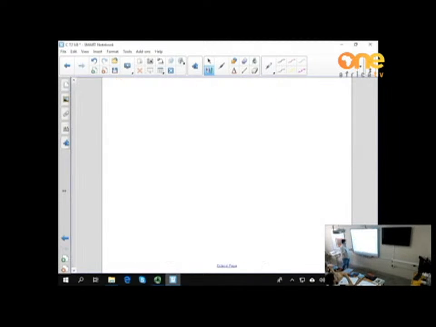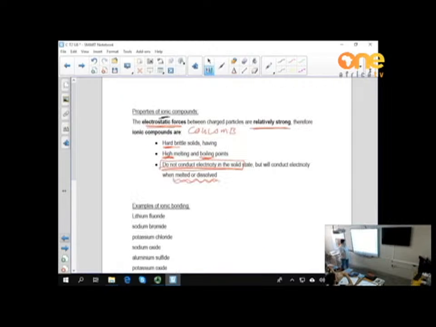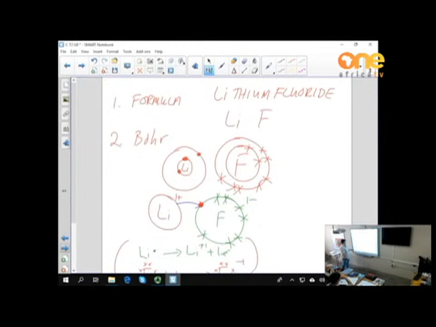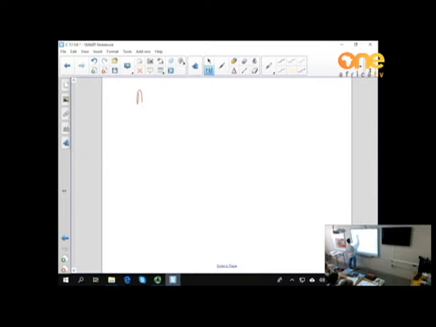Next one. What other examples did I have over here? Sodium bromide, potassium chloride. Let's do aluminium sulfide. Aluminium and sulfur. How many bonding places does aluminium have? Aluminium has 3 bonding places. How many bonding places does sulfur have? 2. So now what do we do? We cross over. So the formula would be 2 aluminiums and 3 sulfurs. You with me? The next step, draw the Bohr structures.